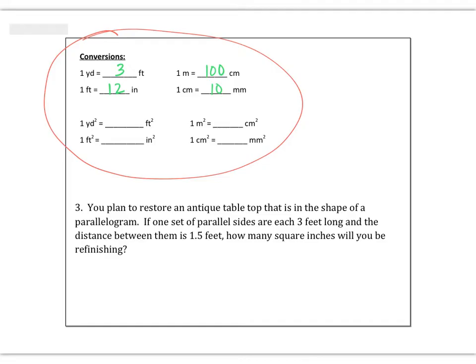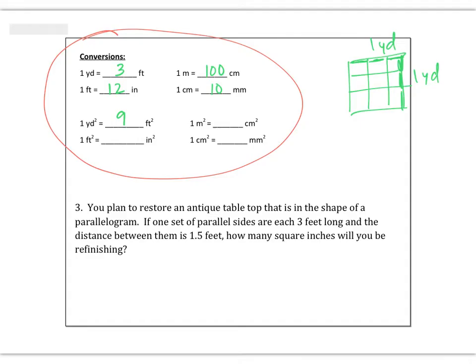But look at this bottom part of the chart. Now we're dealing with square yards and square feet. So think about if you have 1 yard by 1 yard, but in each yard there are 3 feet. If we divide that into sections where there's 1, 2, 3 feet by 1, 2, 3 feet, it actually is 9 square feet. So 1 square yard is 9 square feet.